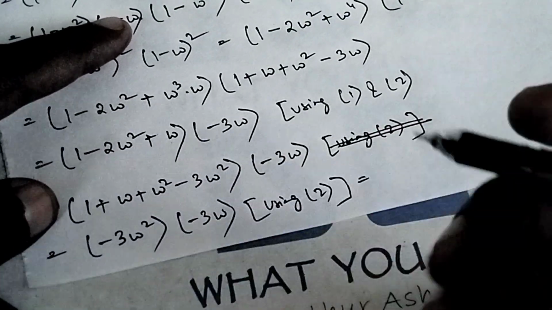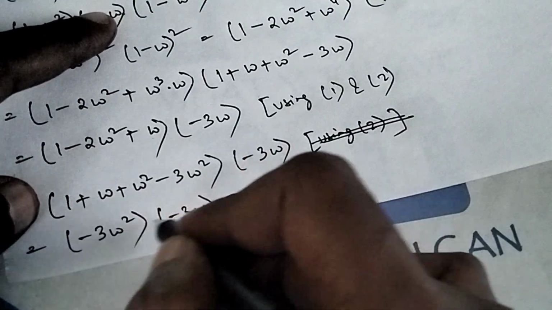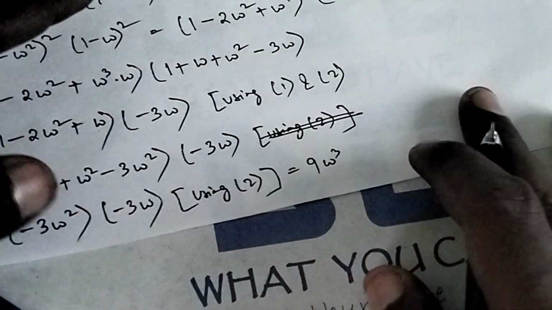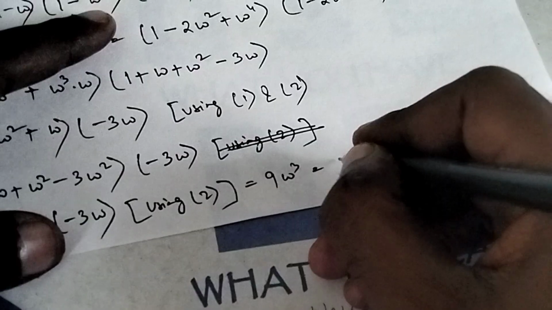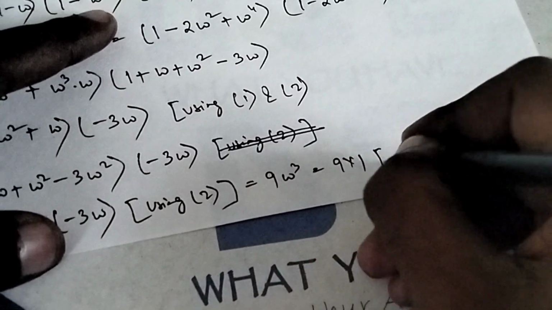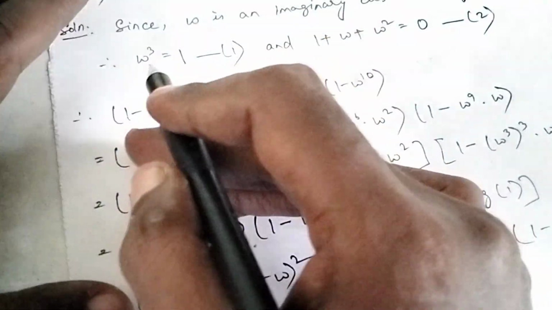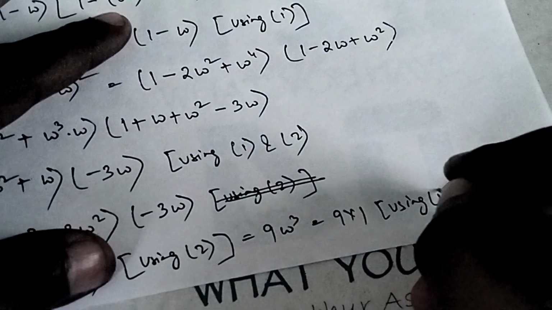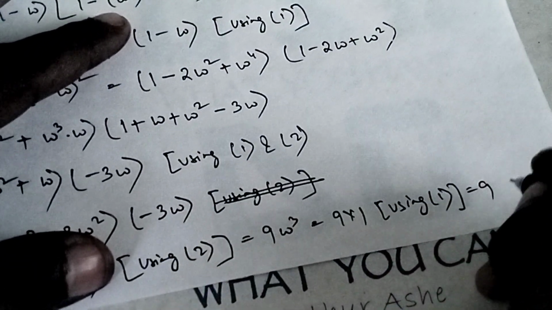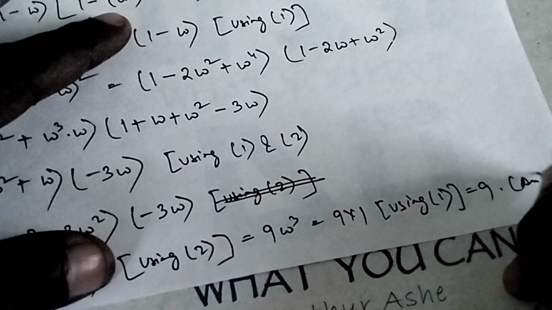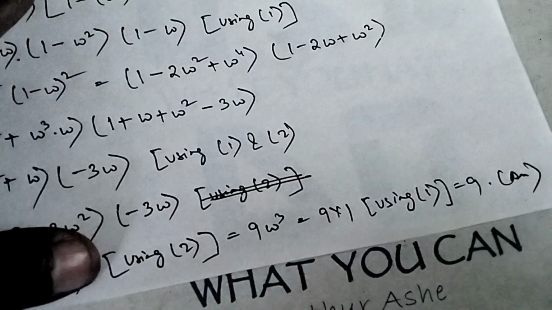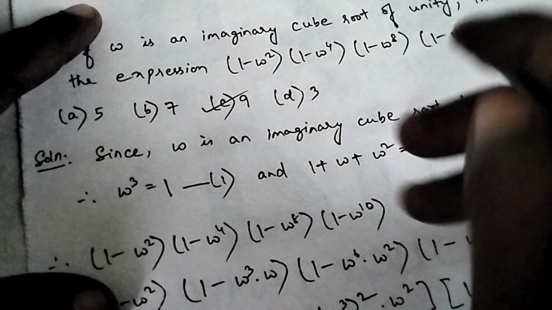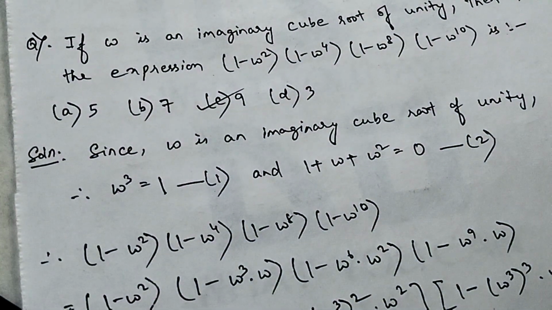Now minus into minus is plus. 3 omega square into 3 omega is 9 omega cube. And 9 omega cube means what? 9 into 1. Again we got omega cube is equal to 1 using equation 1. So ultimately our answer is 9. 9 into 1 is 9. So option number C is the correct option. Clear? Thank you.